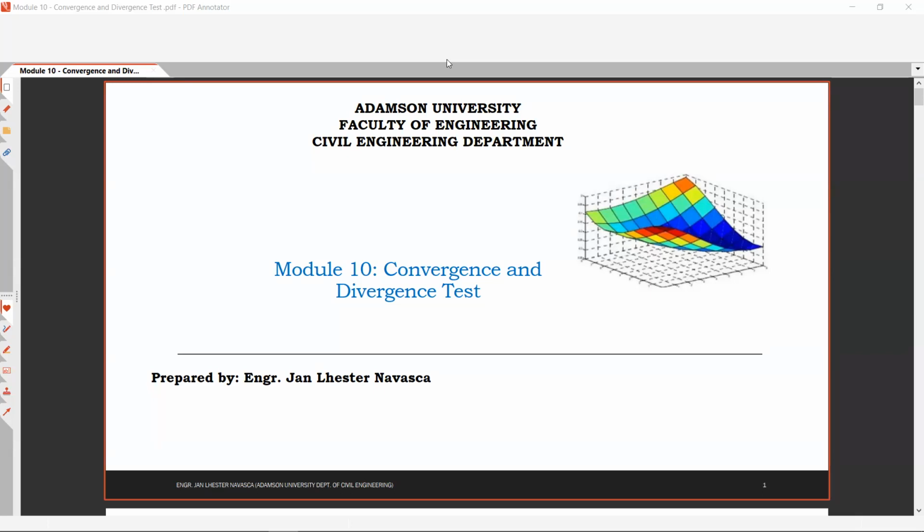So we will be discussing Module 10, the Convergence and Divergence Test. How are we going to find out if the series is converging or if the series is diverging? Ito yung mga test to find out kung ano yung mga series natin.